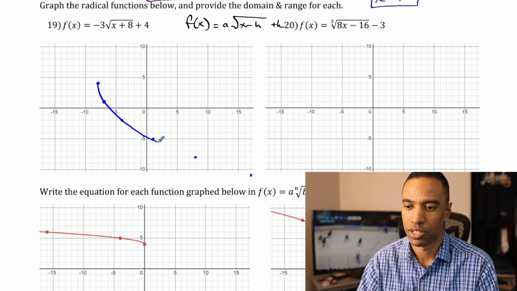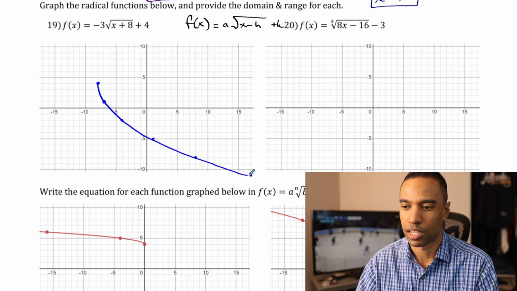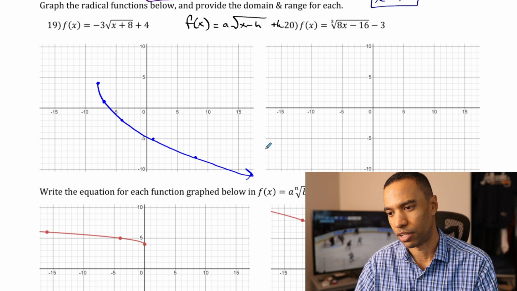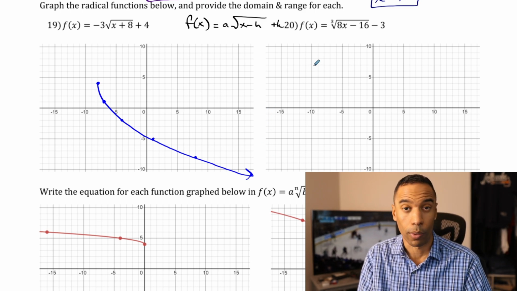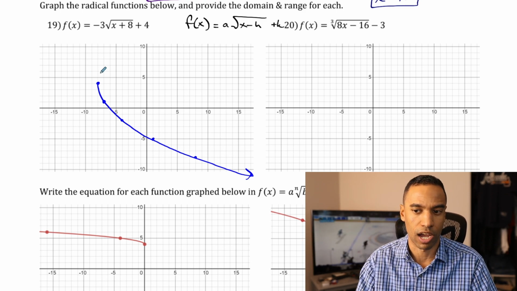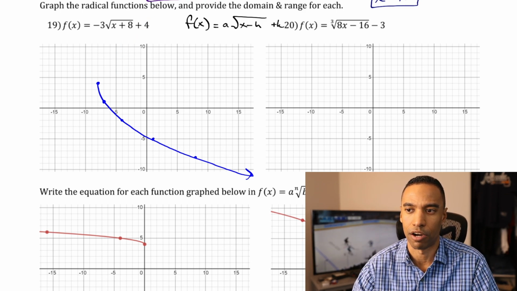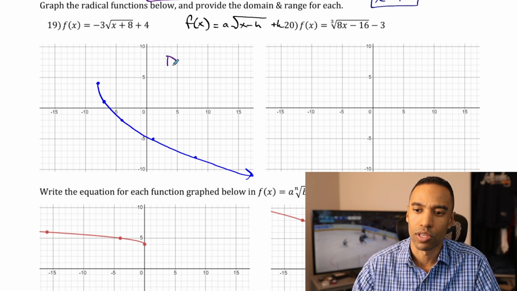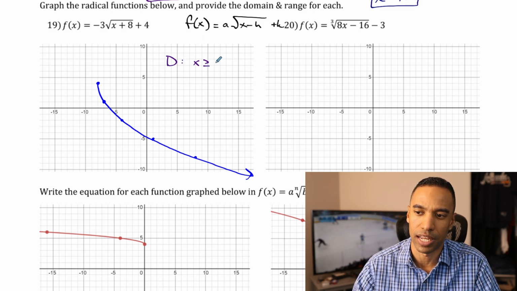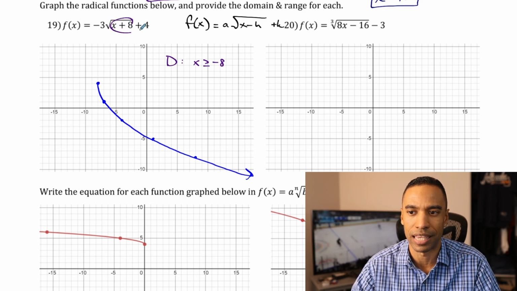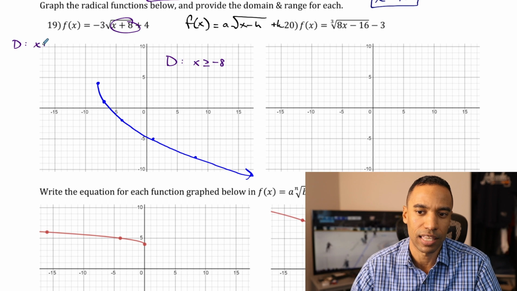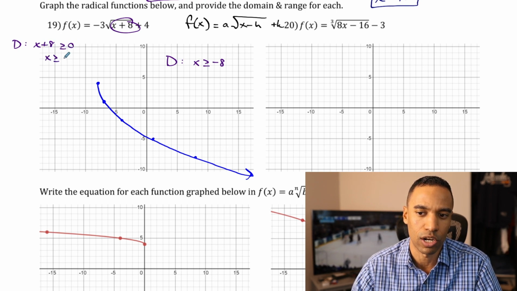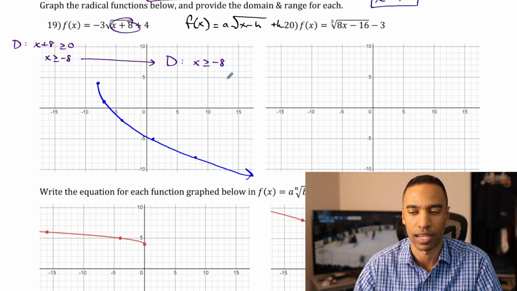Now, domain and range are determined in a couple of ways. That doesn't look like it curved as much as it should have. Domain and range, you can tell by a graph. Domain is how far left and right does the graph go, and range is how far up and down does the graph go. So this domain is x is greater than or equal to negative 8. That's also determined based on this guy right here. You can't take the square root of a negative. Your domain has to state that the inside value of the square root has to be greater than or equal to 0. And you can see if you subtract 8 over, you say x is greater than or equal to negative 8. That's where that comes from.